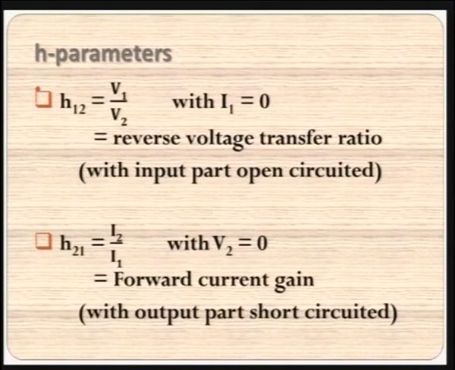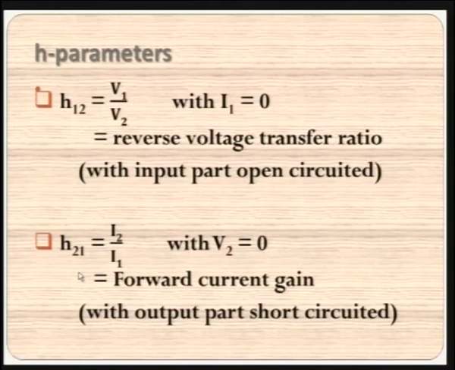Any gain is output divided by input. But here what appears is V1 divided by V2. So, we do not want to call it a gain, but we call it the ratio. Even we can call it a gain with the additional term, the reverse voltage gain. That terminology we can use, but those points we will see when we take up H parameter for exhaustive discussion.